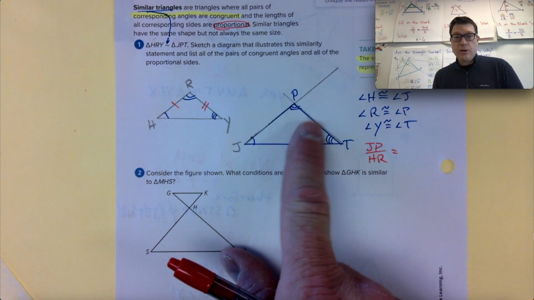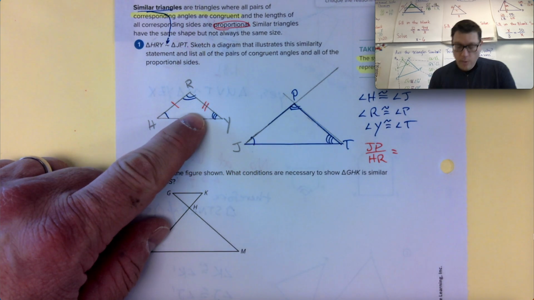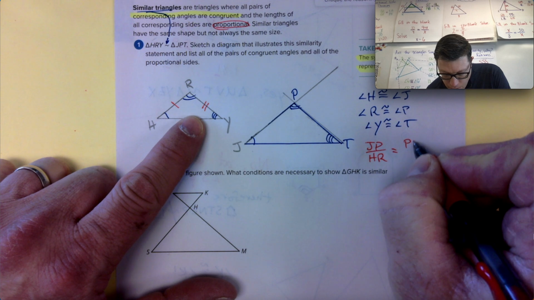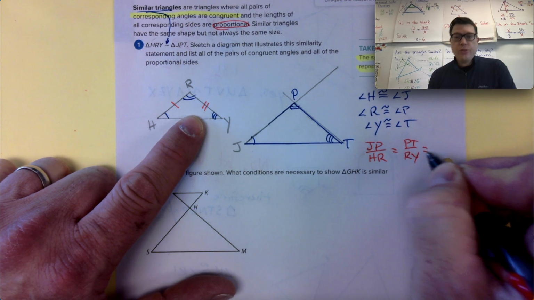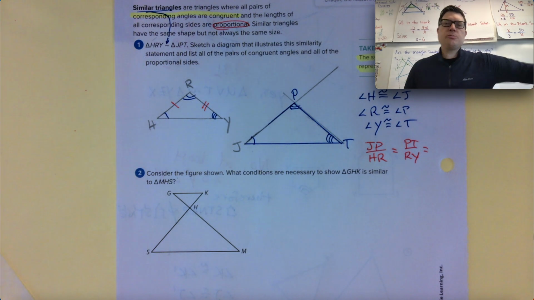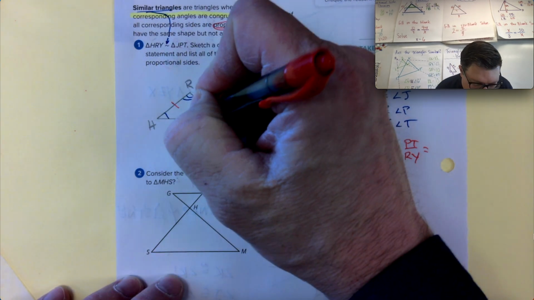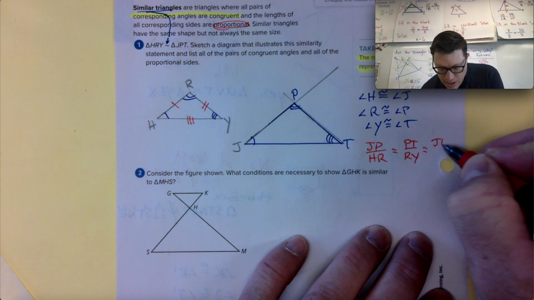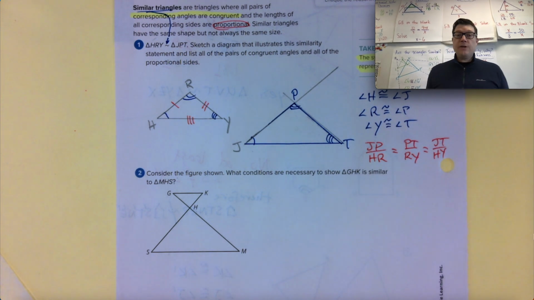PT is bigger than RY. However, if I make a fraction out of those sides, I could put PT over RY. That will equal the other triangles' first proportion that we created. And then last of all, third side, third fraction, JT over HY. That's it for number 1.